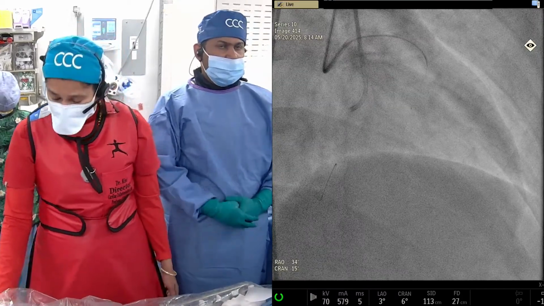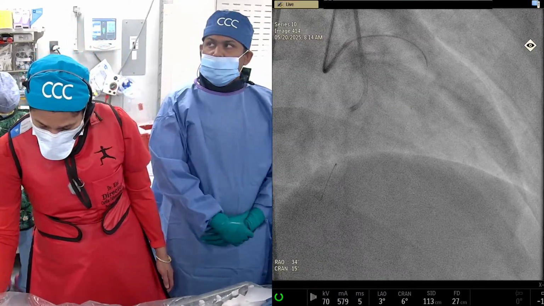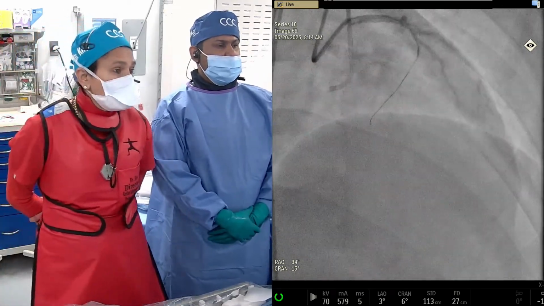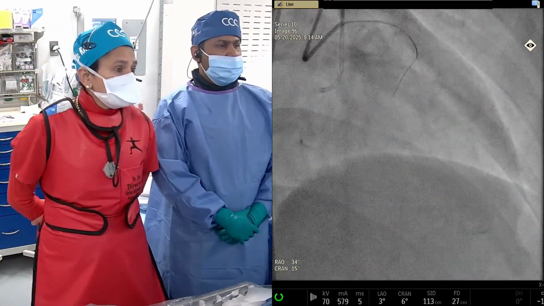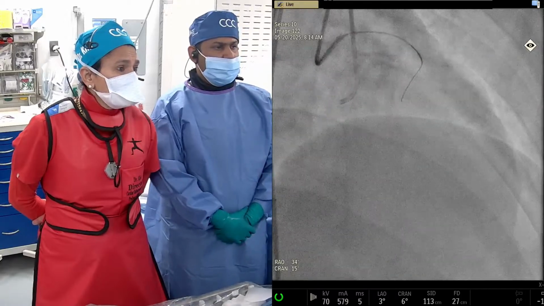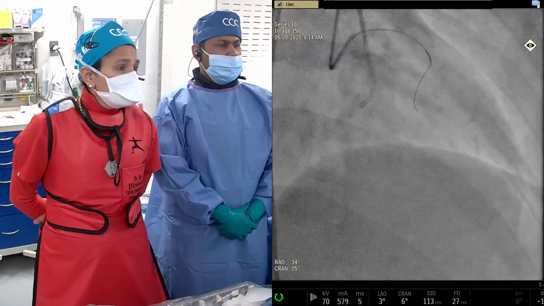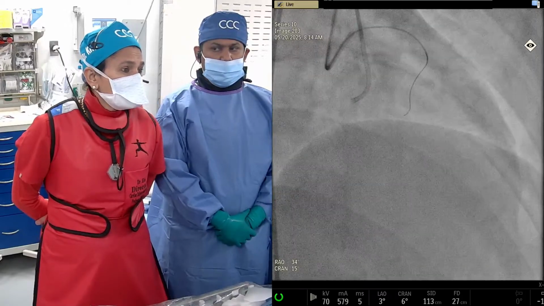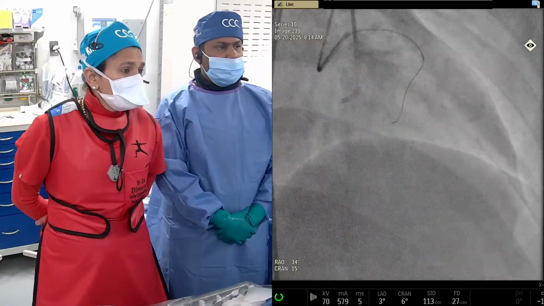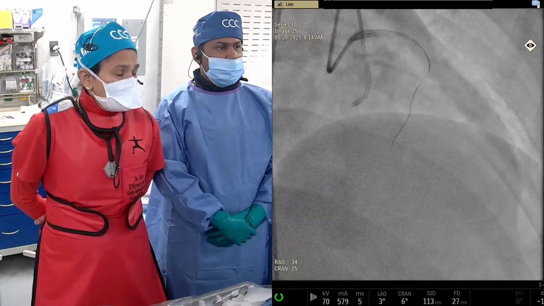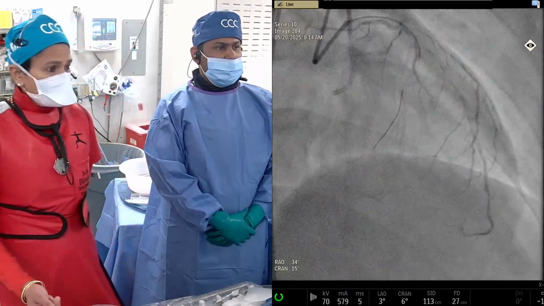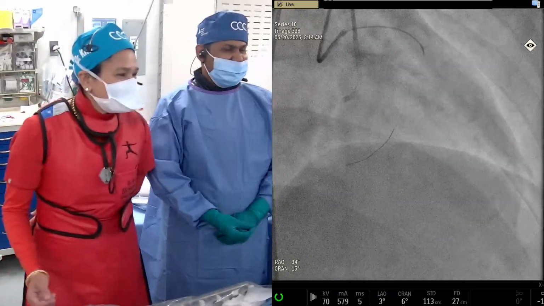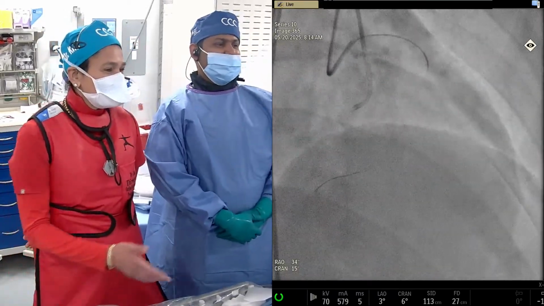You saw that? Okay, so let's play again. So that was in the first branch. We pulled back, went into the second branch, the same Fielder. That's the second branch. Gentle movements, back and forth, with these fingers, micro movements. Okay, and then we went into the RCA.